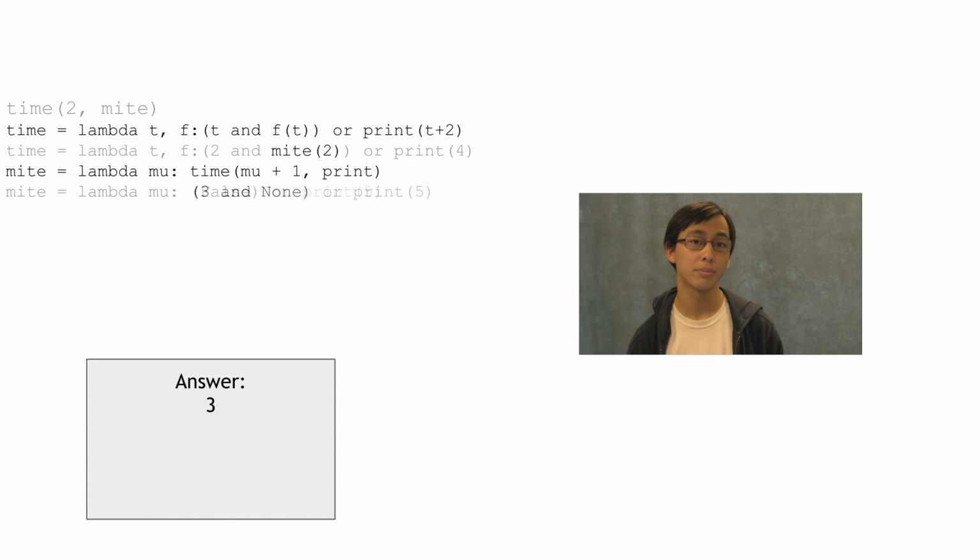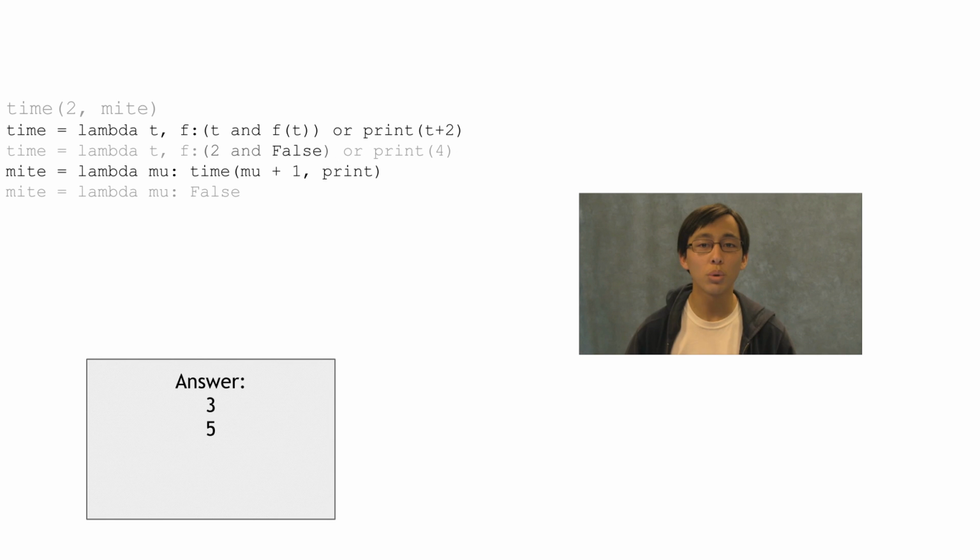None is a false value, so this whole AND statement becomes false. And so we move on to the next pair of the OR statement, which is print 5. We print 5 in our answer, and we replace the whole thing with none. False or none returns false, and so now, in our very first call to time, we can replace might 2 with false. This whole and statement then becomes false.